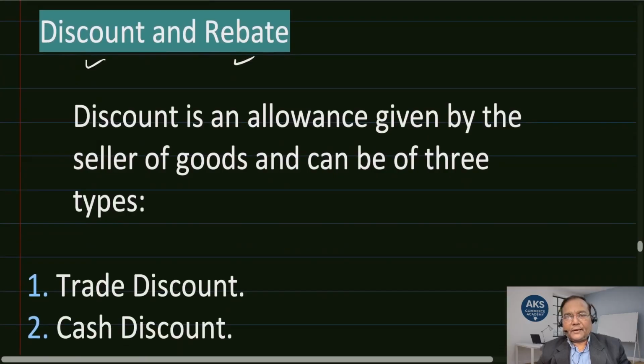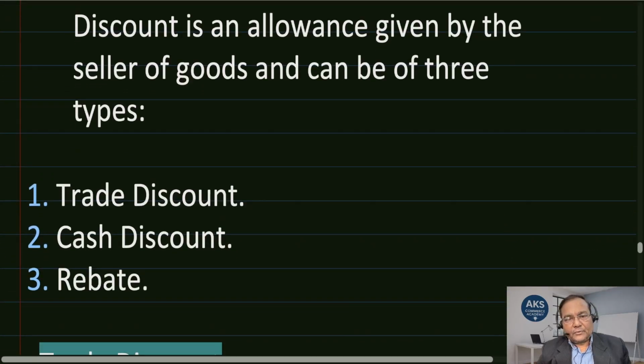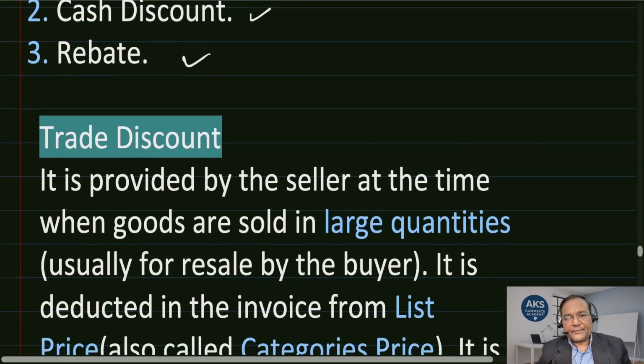So discount is an allowance given by the seller to the buyer of goods and can be of three types. So what are the discounts here? Trade discount, cash discount, and rebate. Now what are these trade discounts? Let's understand one by one.